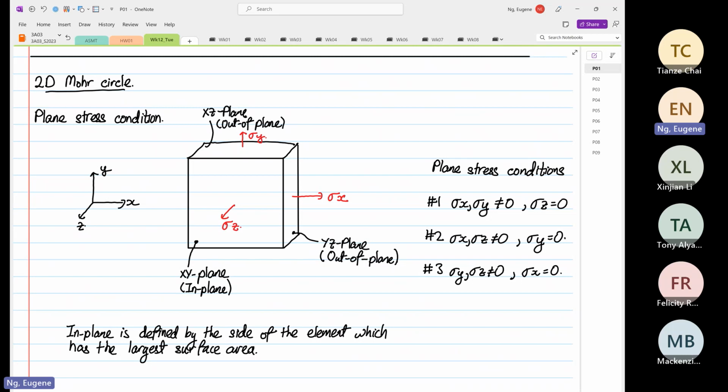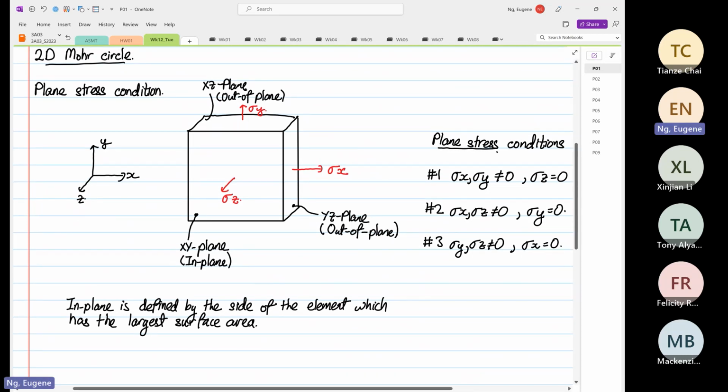We will not use so much of it over here, but when you take finite element in your later years in your degree, you will see plane stress condition. So you have to know what it means. More important is the in plane.